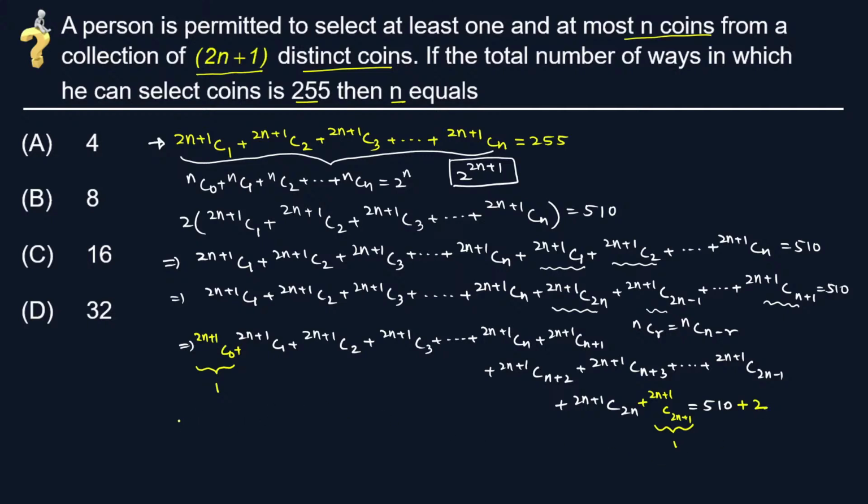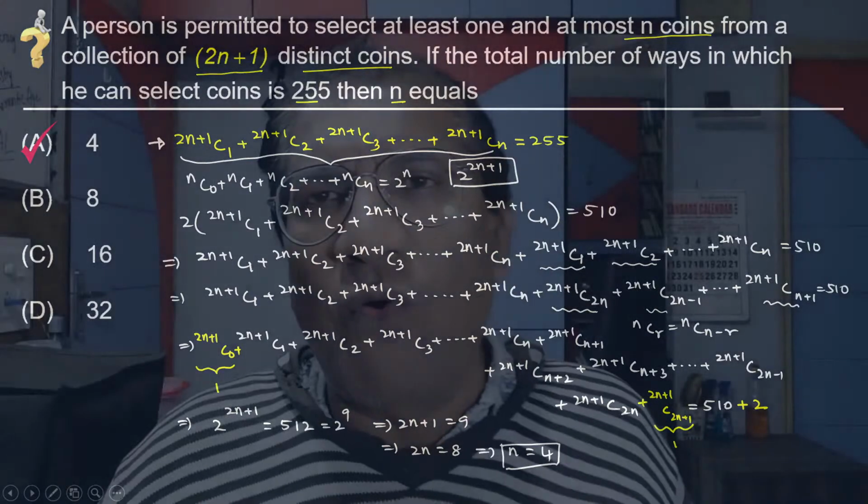Now your left hand side will transform into 2 to the power 2n plus 1, which is nothing but your 512, which is actually 2 to the power 9. So from here we can write 2n plus 1 is 9, implies 2n equals 8, implies n is basically 4. Is it clear? Therefore, the required value of n is 4. Have you understood the problem?